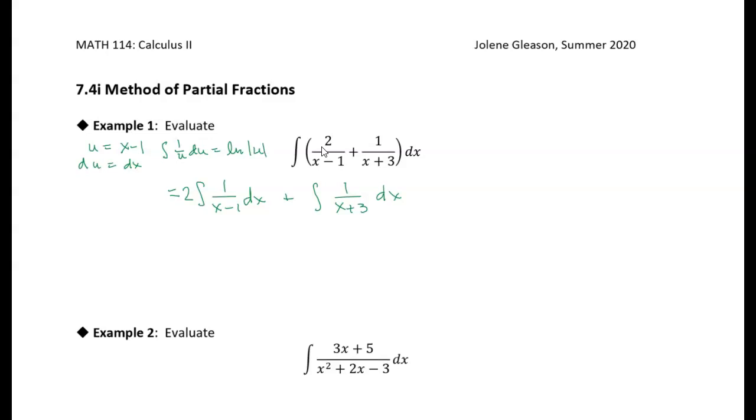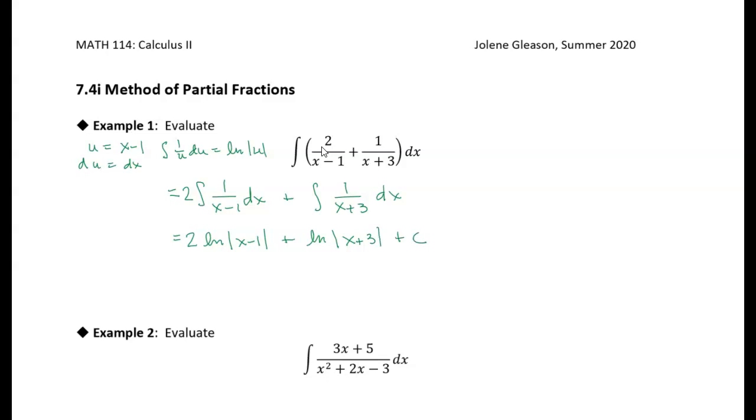Now whenever I have x plus a constant, with no coefficient, I usually just go straight to writing this becomes 2 times the natural log of the absolute value of x minus 1. And the same thing happens over here. I could do a substitution and say u is equal to x plus 3, so du is dx, but I'll just end up with the natural log of x plus 3 and then plus c. Okay, so that's fairly straightforward.